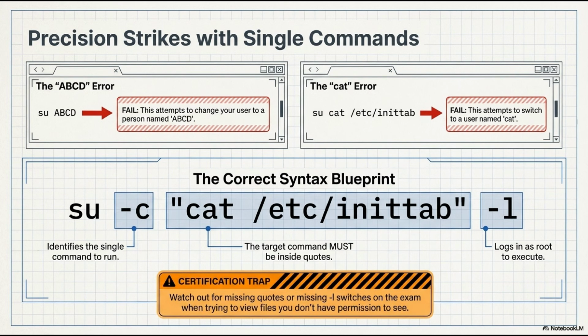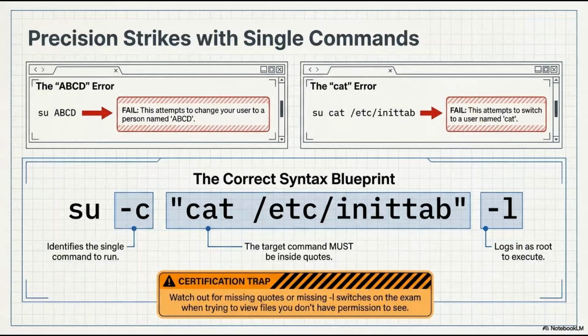All right, so the correct syntax blueprint, which is right at the bottom of the slide, is this. su space -c space quote cat /etc/inittab quote space -l. Okay, let's break that down. I understand the -c switch. All right, -c stands for command.